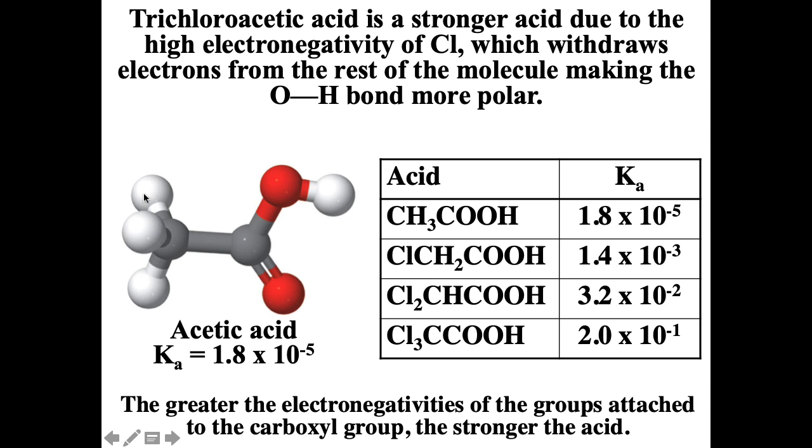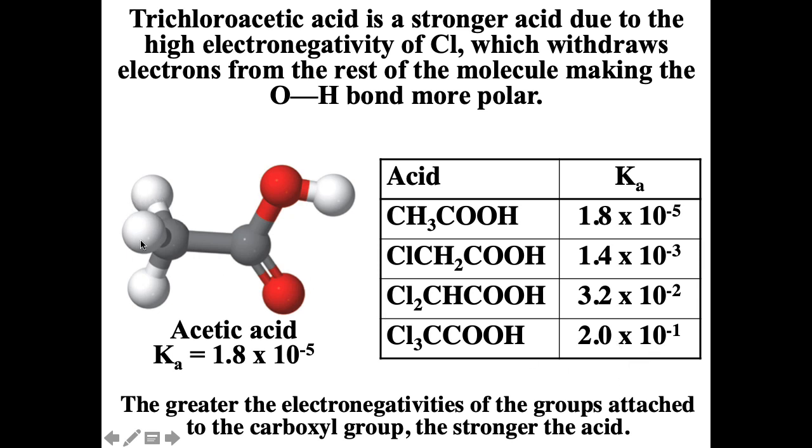You can also substitute a chlorine for these hydrogens, and even though it's 1, 2, 3, 4 bonds away, a chlorine here can grab electron density away from that, making it even weaker. And so for acetic acid, no chlorines, you have a Ka of 1.8 times 10^-5. If I change one of these hydrogens to a chlorine, my Ka goes to 1.4 times 10^-3. If I change 2 of these hydrogens to chlorine, then my Ka becomes 3.2 times 10^-2. And if I make all 3 of these chlorine, then my Ka goes to 2 times 10^-1.